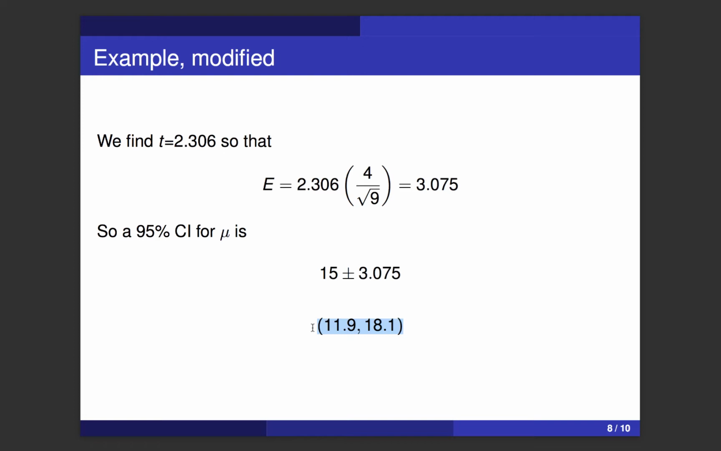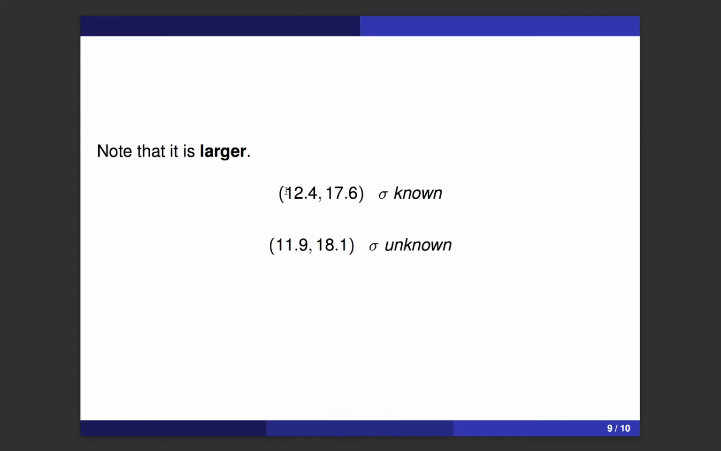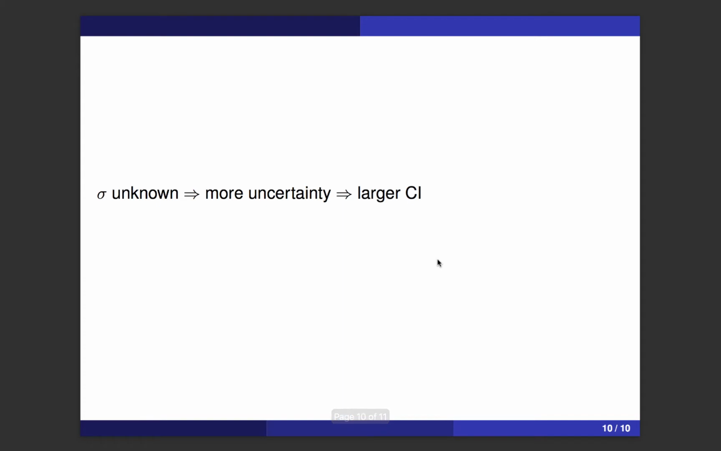So notice that it's larger. When sigma was known, we got this as a confidence interval, and when it was unknown, we got this as a confidence interval for the same level of confidence. Does it make sense to get a larger confidence interval? Well, if you think about it, if you don't know sigma, there's more uncertainty, so there should be a larger error. So the larger error gives us a larger confidence interval.